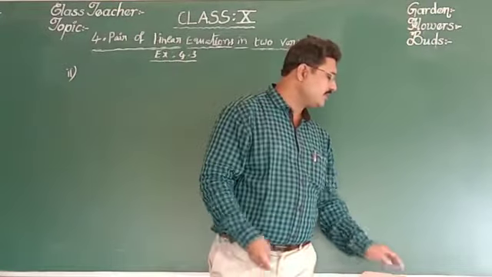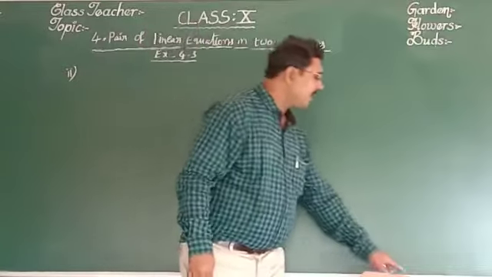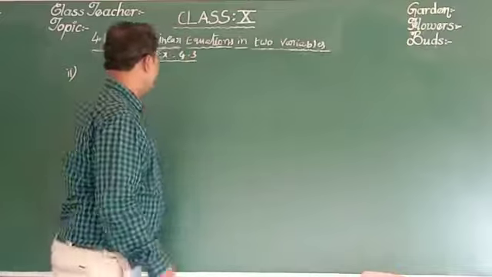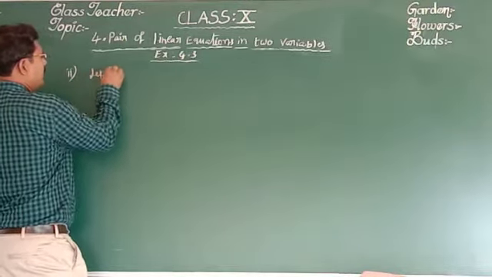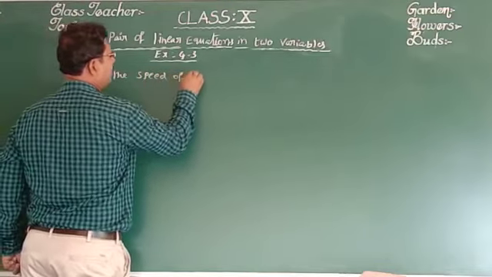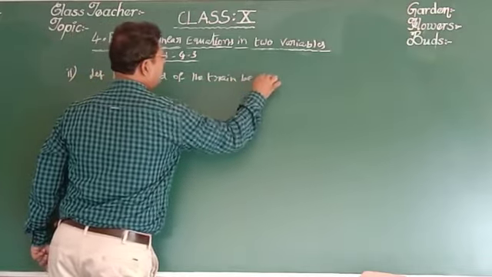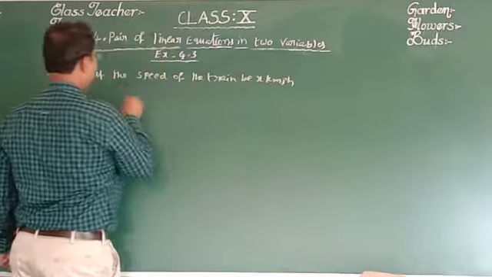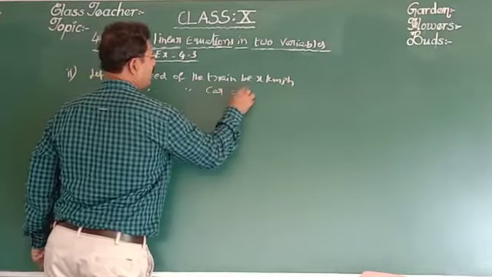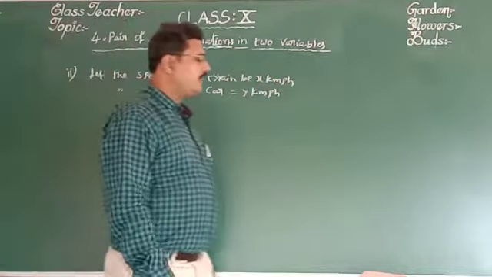See, first the total distance travelled by Rahim is equal to how much? 600 kilometers. And after that, what is given? Speed of the train and speed of the car. Therefore, first let the speed of the train be x kmph, and let the speed of the car be y kmph.